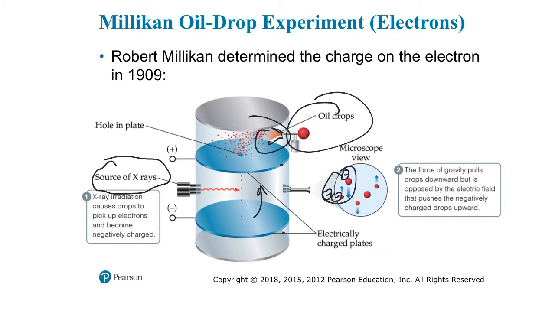And then also what they could do is support that the actual charge of the electron was a particular number of coulombs, and it worked out to be about 1.6 times 10 to the minus 19 coulombs in terms of the charge of the electron, and that it's negatively charged.